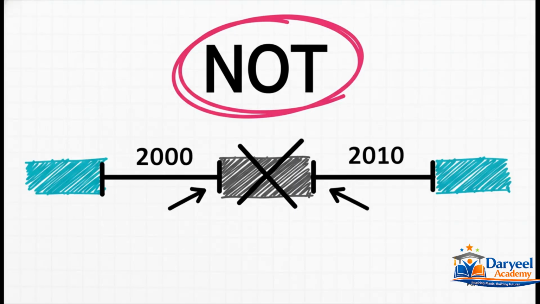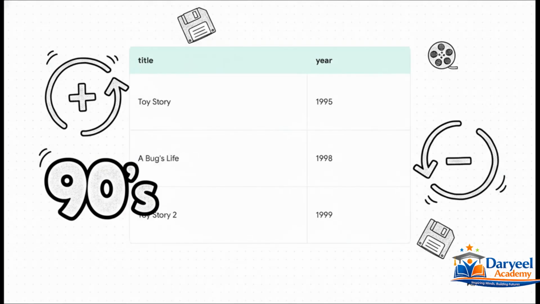Okay, but what if you want like the total opposite? You want everything except the movies from that decade. It is so easy. You literally just add the word NOT right in front of BETWEEN. And look at that, a list of all the older movies. See how flexible this is? You can tell the database exactly what to include or just as easily exactly what to exclude.